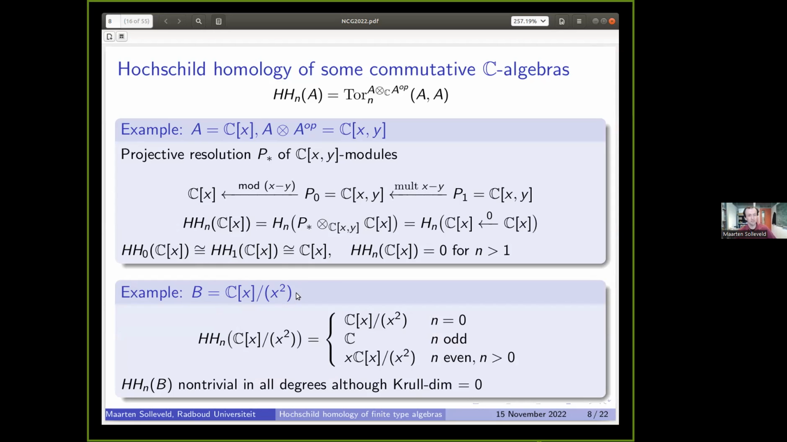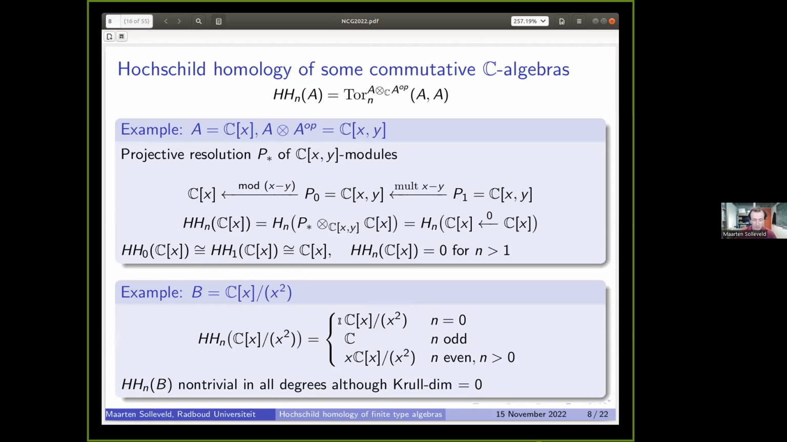And in this case, you can also write down a projective resolution. It's similar to the one above, but slightly more difficult, so I didn't want to spell it out entirely. But you can write down this projective resolution, and you can readily compute it. And actually, the outcome is written over there. And surprisingly, in this case, the Hochschild homology in higher degrees is never zero.